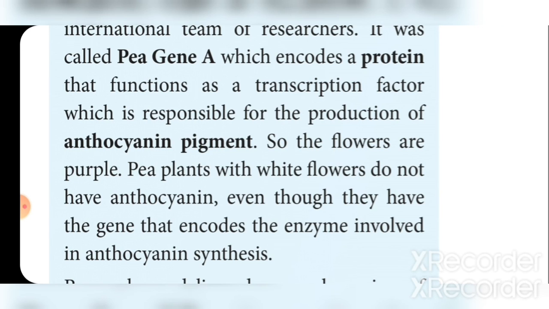Pea plants with white flowers do not have anthocyanin. Pea plants with white flowers don't have anthocyanin pigment, even though they have the genes that encode the enzymes involved in anthocyanin synthesis.